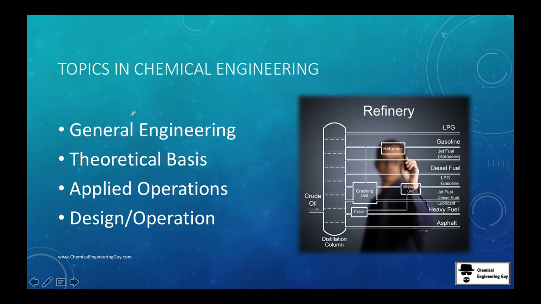Well, the topics you will typically cover in chemical engineering are general engineering, the theoretical basis of engineering, and especially chemical engineering, unit operations and applied unit operations, and eventually you want to build or design your chemical plant and operate it. So first you understand the basics of matter, inlet, outlet, and so on. Then you start understanding the unit operations, and then you build your chemical plant.